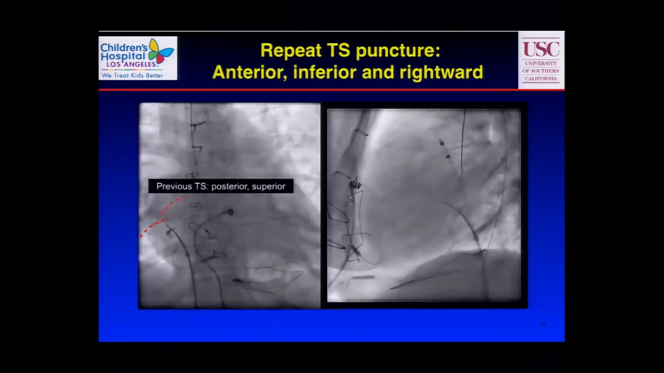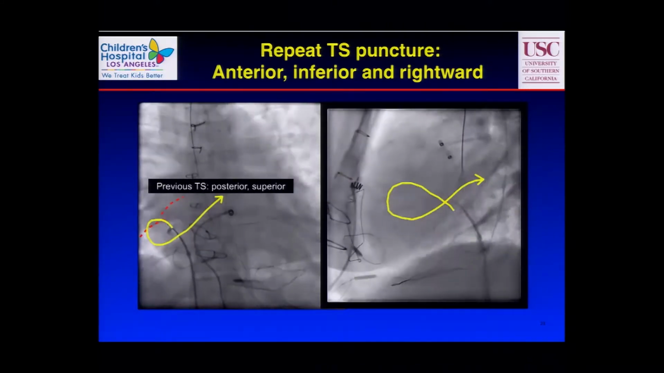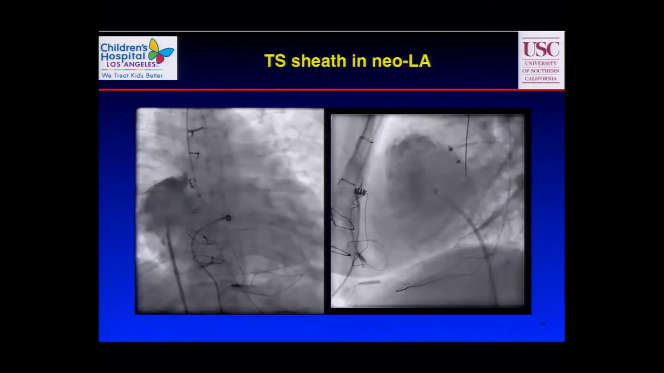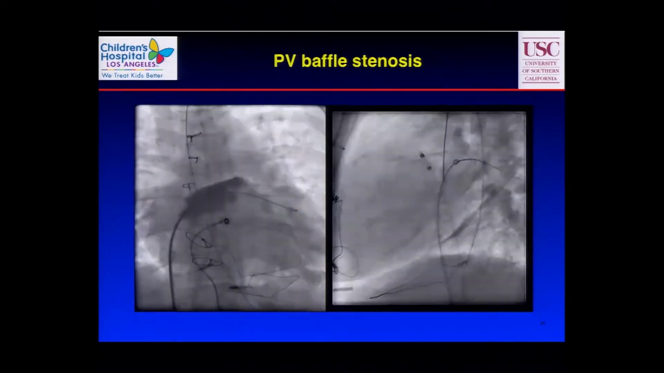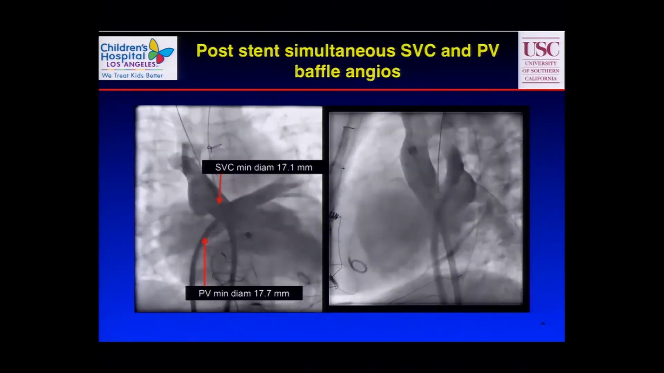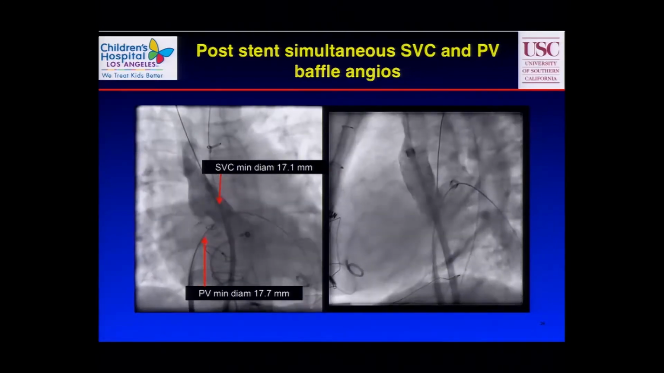So this is where we were going, and basically the wire has to go around and get to the pulmonary vein. So the sheath is now through that Mustard baffle into the pulmonary venous atrium, and now you can get your wire through the pulmonary vein stenosis there. You see the baffle stenosis. Of course, that area is also next to the SVC baffle, so you have to make sure you stent both. So eventually we end up putting a stent in the SVC and then a stent in the pulmonary vein.